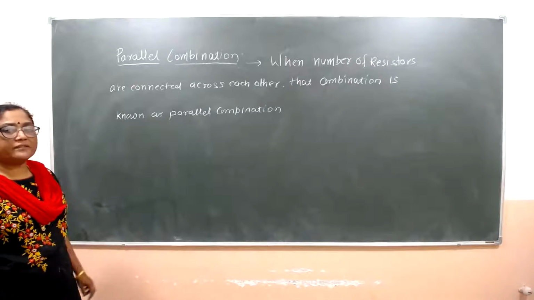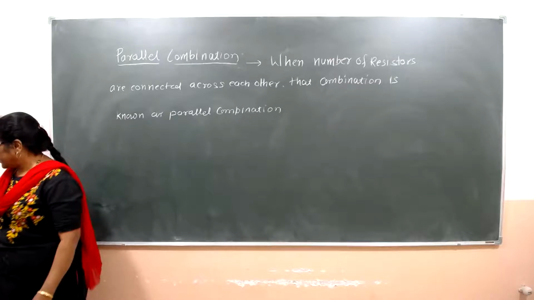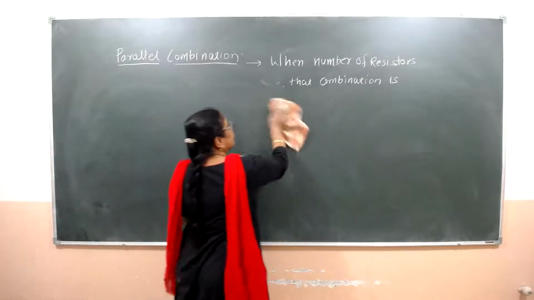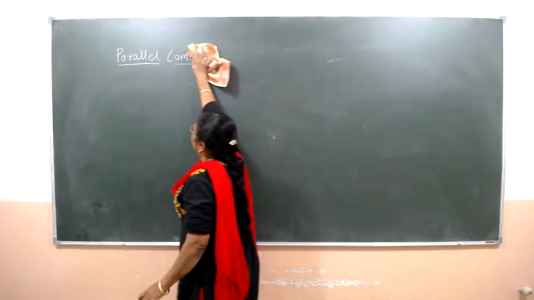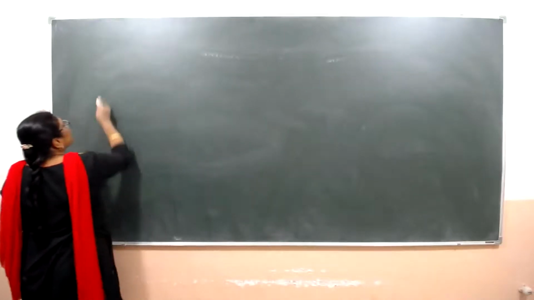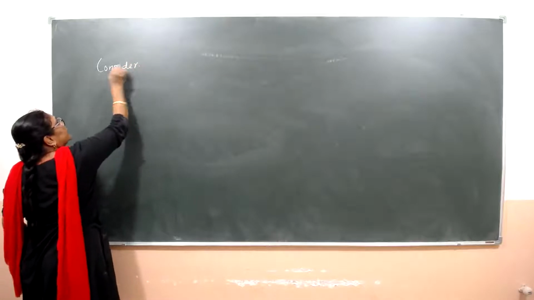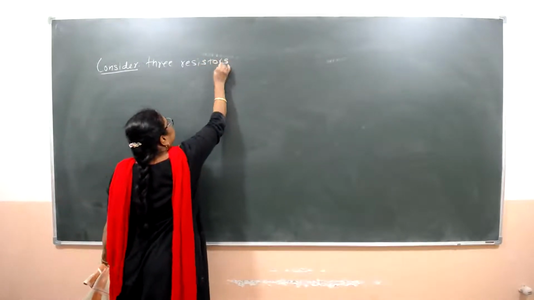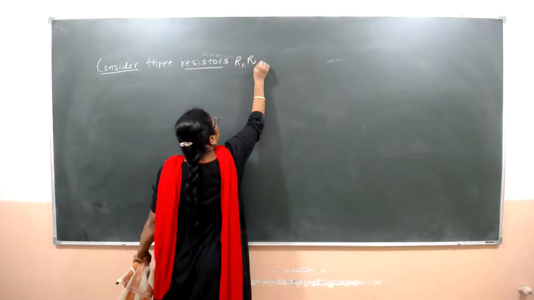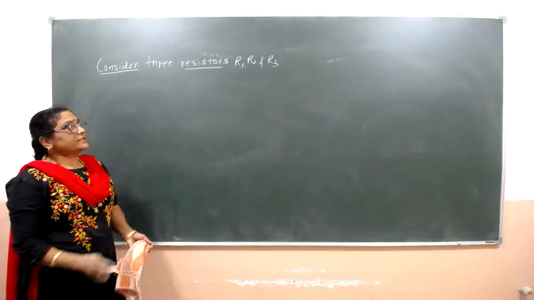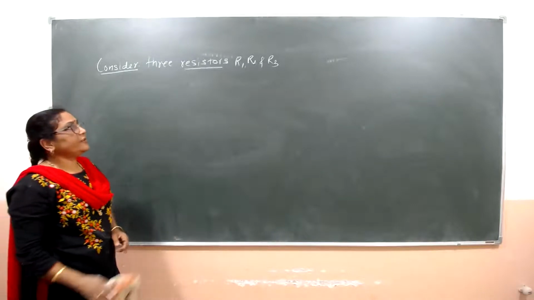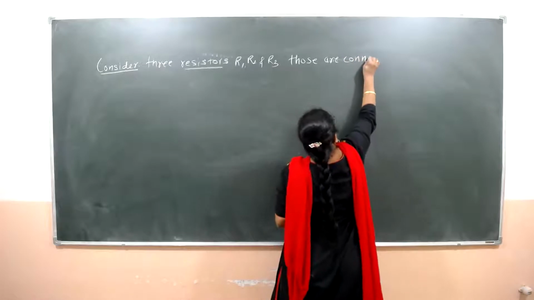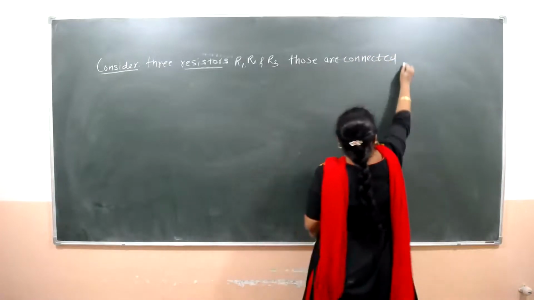If we consider three resistors, R1, R2 and R3, to derive the expression for the parallel combination, that is, to find the equivalent resistance of a parallel combination, consider the three resistors R1, R2, R3 connected in parallel to each other.